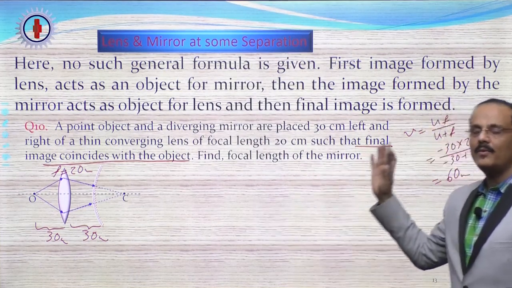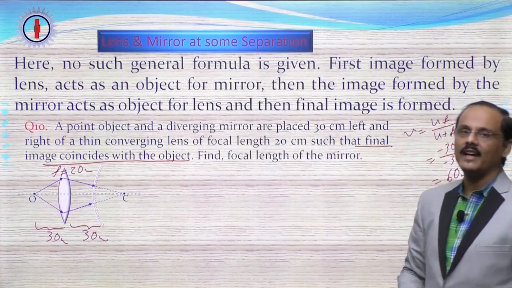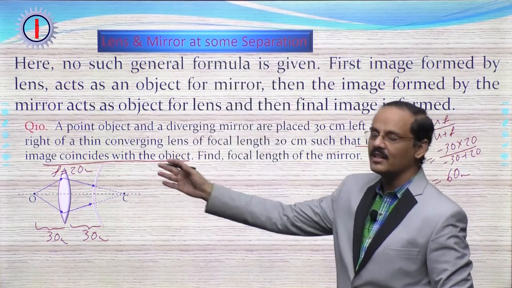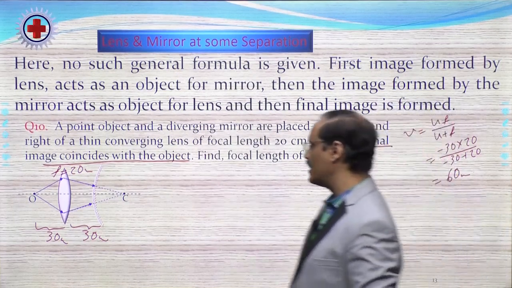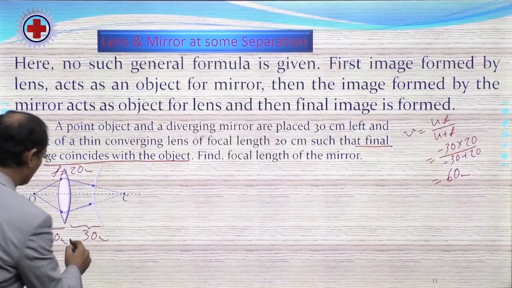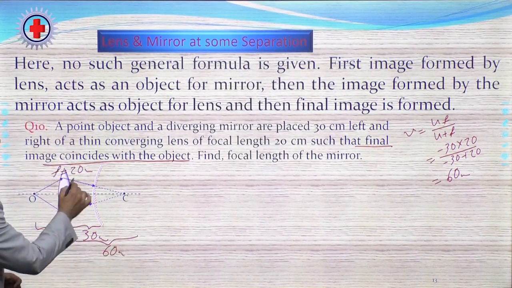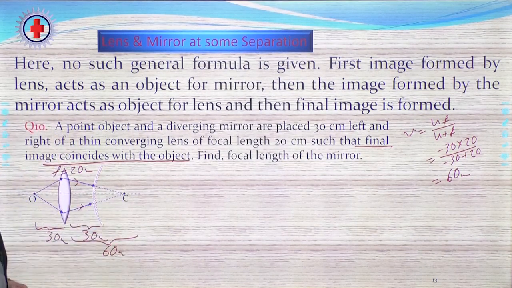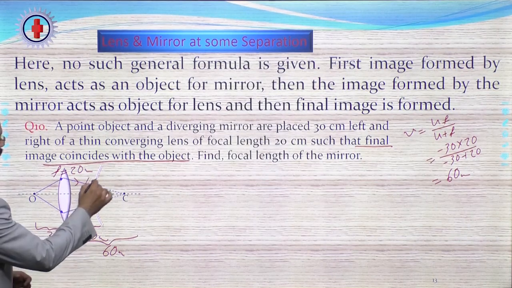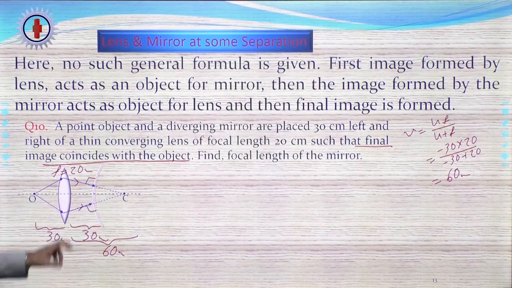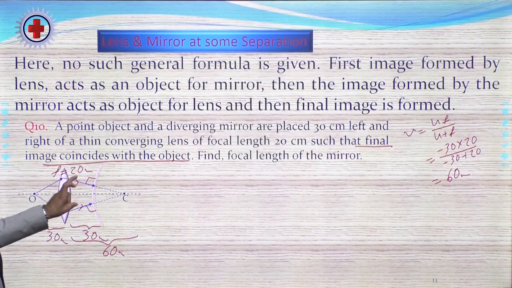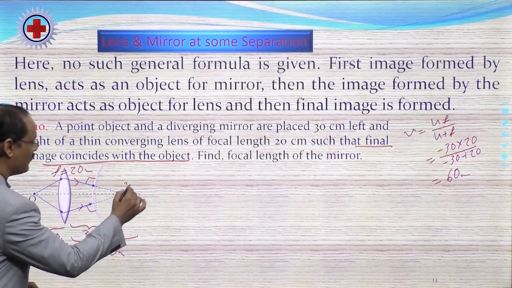So, the image has to be formed at 60 centimeter right of the lens, but at 30 centimeter itself the mirror is there. That means these rays should be going to 60 centimeter, but these rays are normal to the mirror. A normal drawn on the curved surface meets at the center of curvature. So, this is the center of curvature.